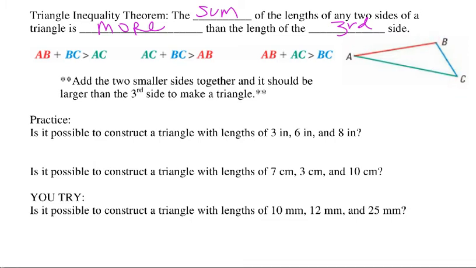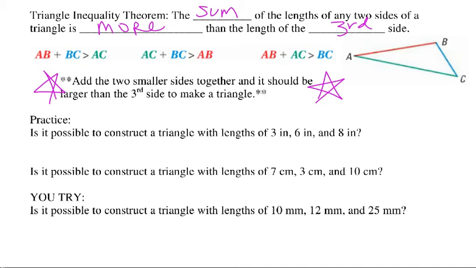So the main thing that you want to remember is this right here. You might want to put a star or something by this. If you add the two smaller sides together, that should be more than the third side. And if that works, then that should work for all three scenarios. You don't have to check all three scenarios to see if they work.